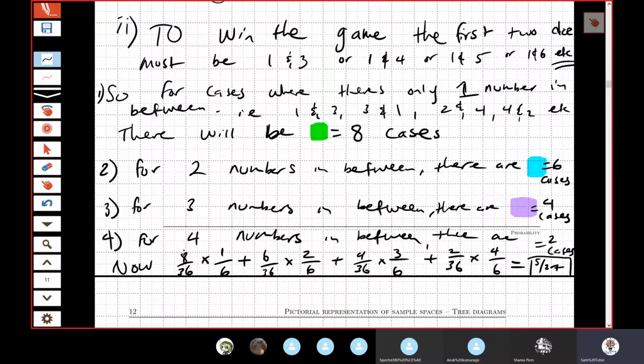So 8 cases out of 36 times, and then the next game I only have 1 number to win, so I need a 1 out of 6 chance, plus 6 cases out of 36 times, there are 2 numbers that I could win, so 2 out of 6, plus 4 cases out of 36 times, 3 numbers that I could win, 3 out of 6, plus I've got to get 2 out of 36, and then times 4 out of 6, and then plug all that into your calculator, you get 5 out of 27. All right, what do we think?